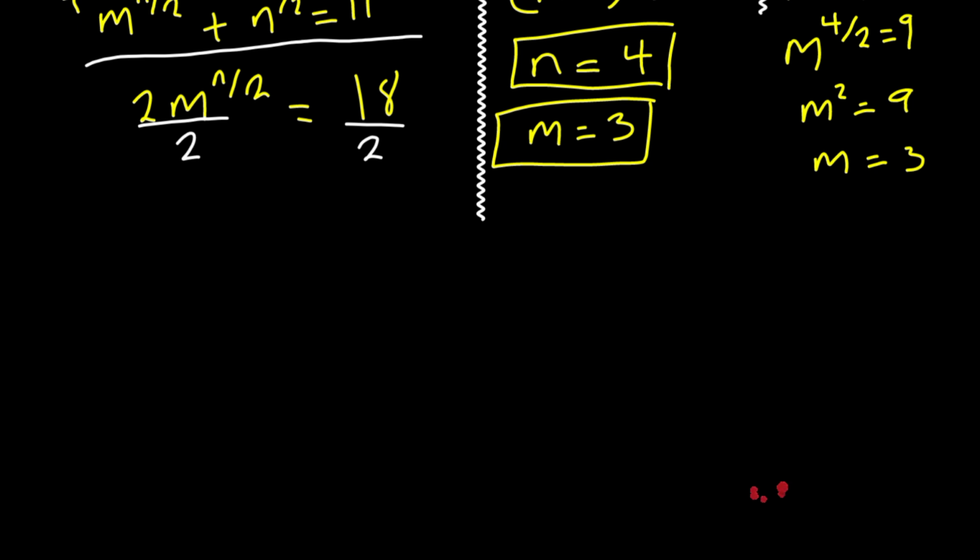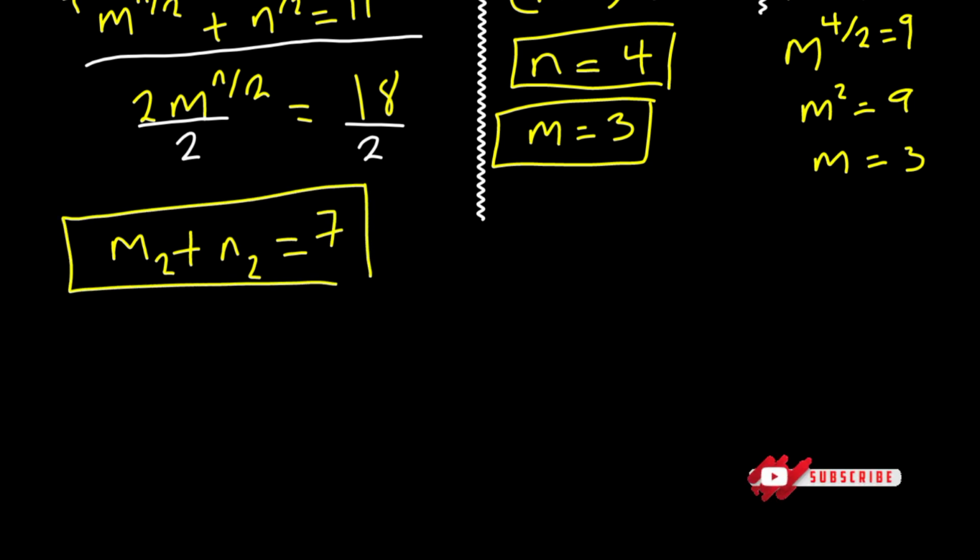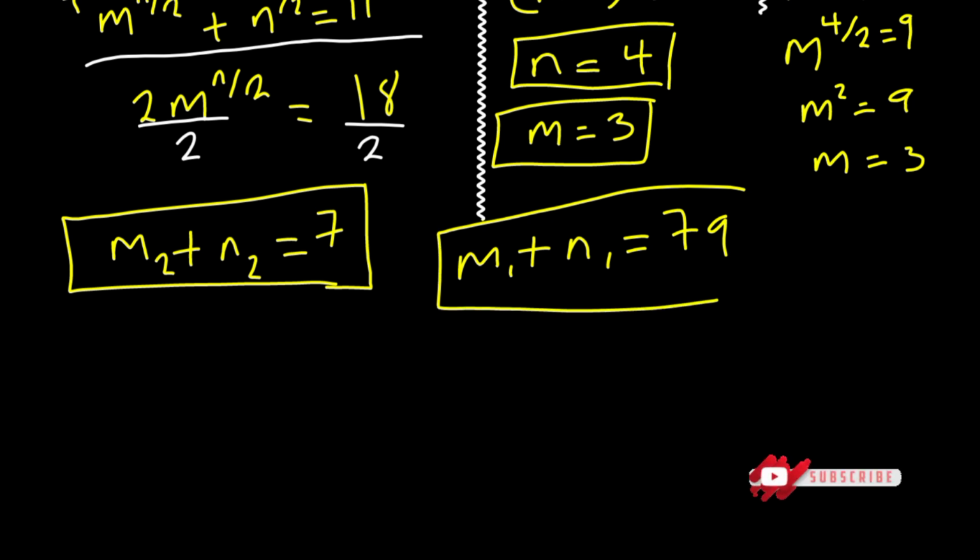Therefore, when we add them together, that's m2 plus n2, and that gives us 4 plus 3, that's 7. That's our second solution. And don't forget our first solution, m1 plus n1, which gave us 79. So these are the only two valid solutions.